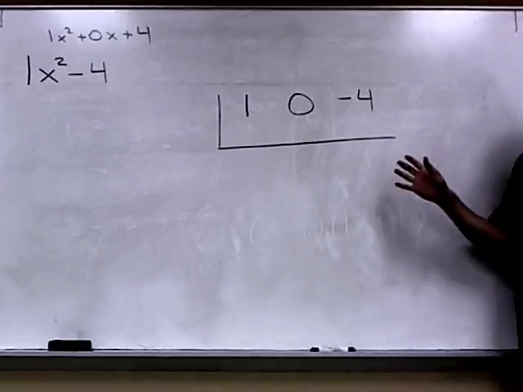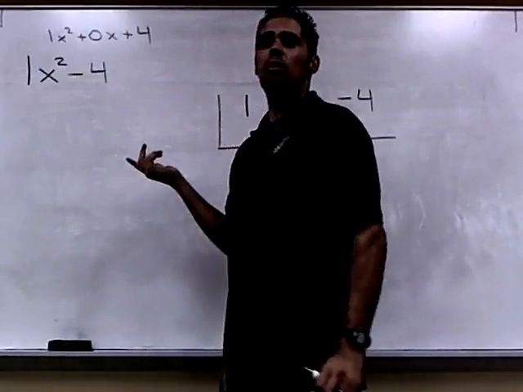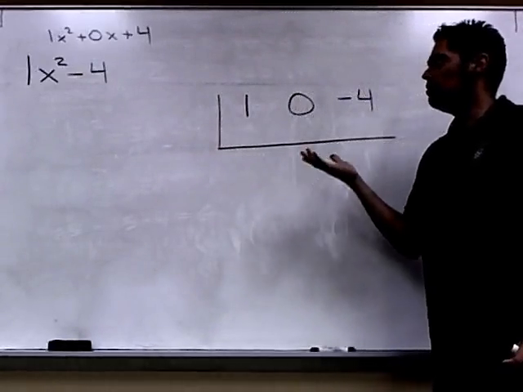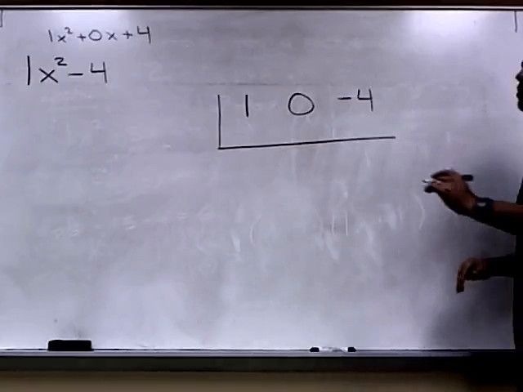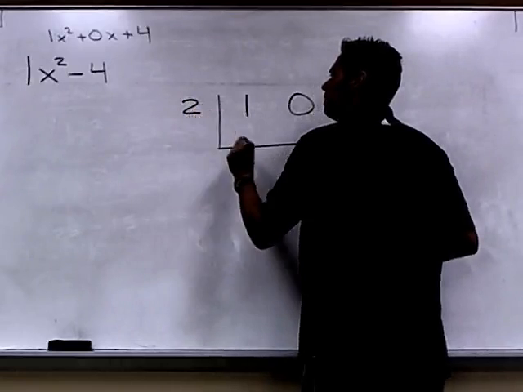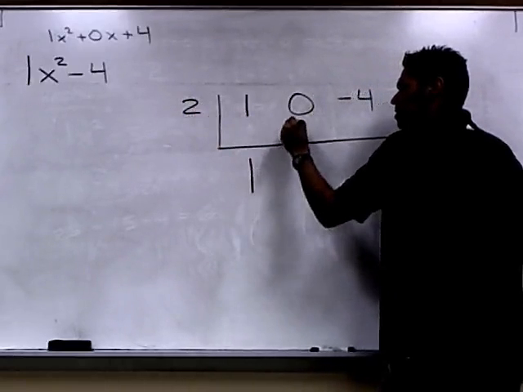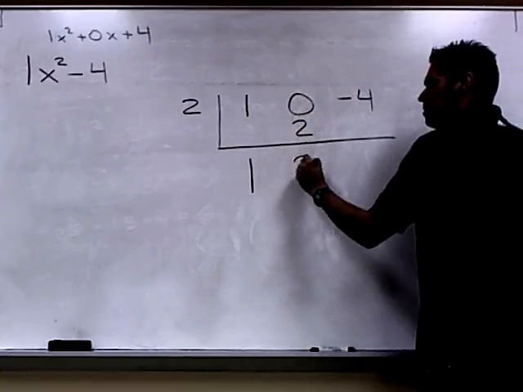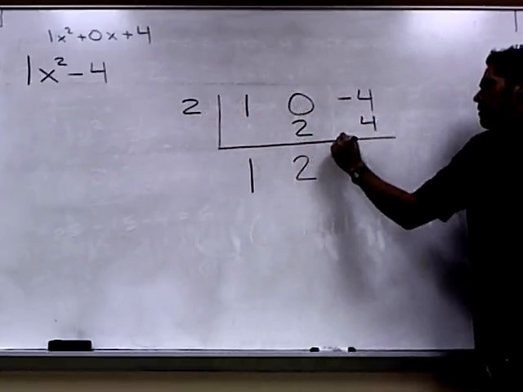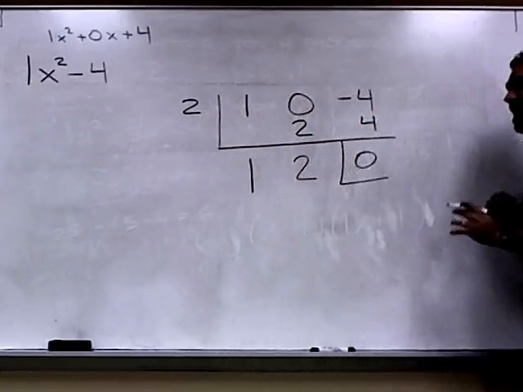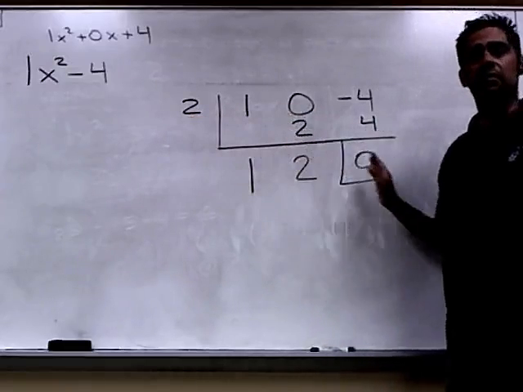Now we kind of know a little bit about this, okay? We kind of already know that certain numbers are going to work, right? What number do we know would work? 2? So let's just see what would happen with 2. If I put 2 here, 1 comes down, 2 times 1 is 2, add down I get 2, 2 times 2 is 4, and if I add those together I get 0. So that tells me that the 2 works, right, because I get 0.